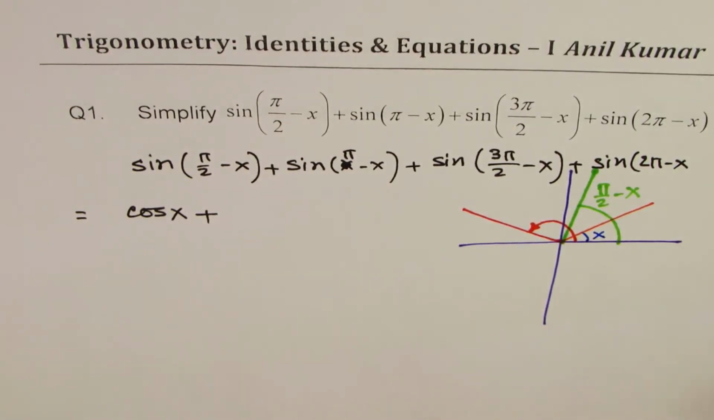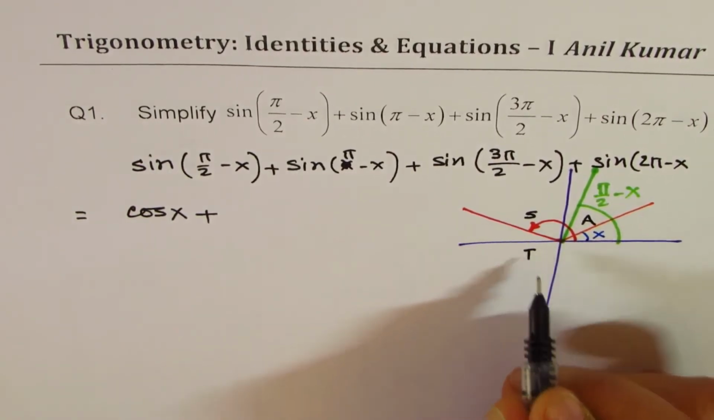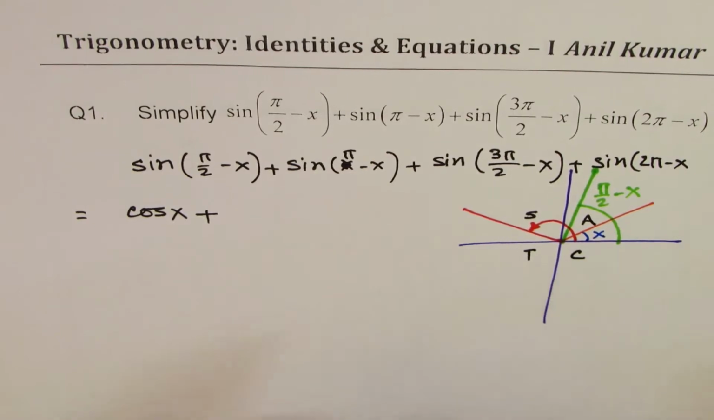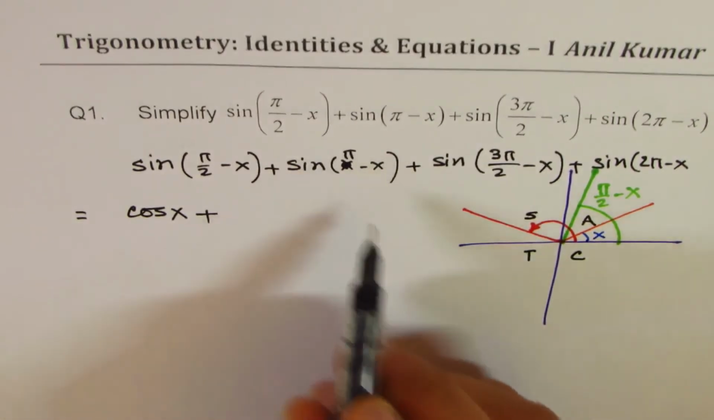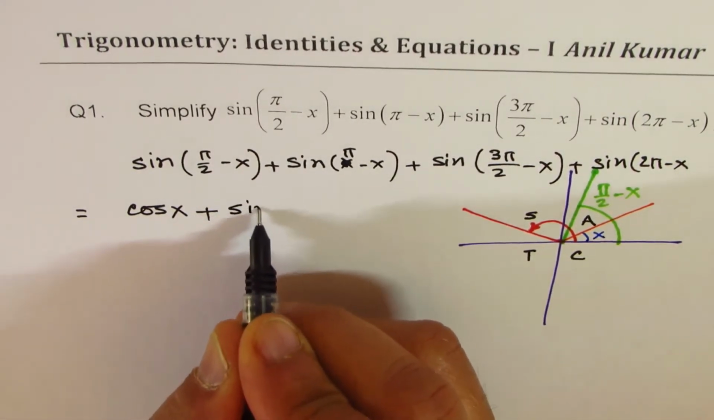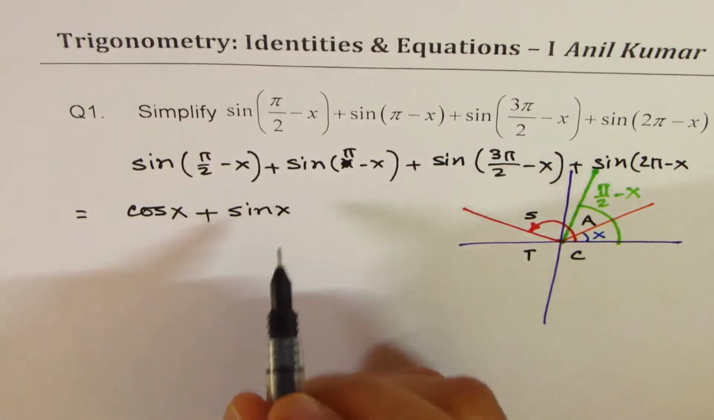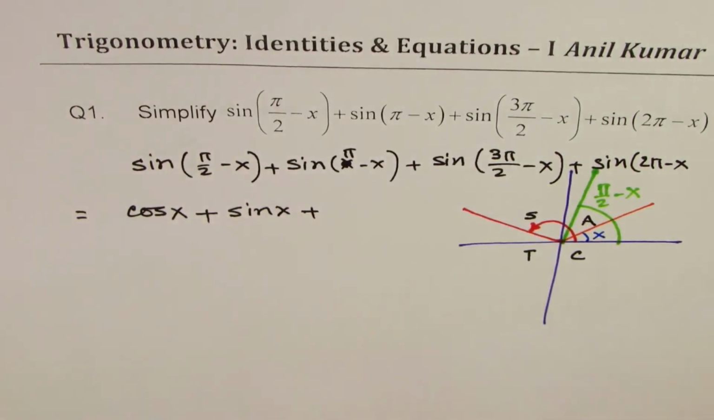So if you take away x from pi, then you are right there. Now sine is positive in quadrant 2, correct? You know your rule. All are positive in quadrant 1, sine is positive in quadrant 2, tan is positive in quadrant 3, cosine in 4. Since sine is positive, and this is pi minus x, it remains sine and becomes sine x. The third one is 3 pi by 2 minus x.